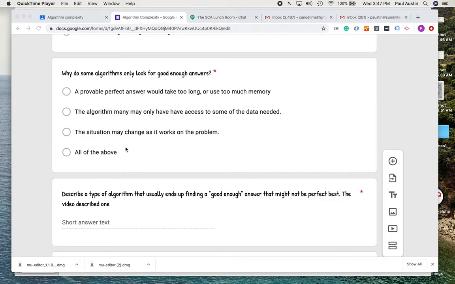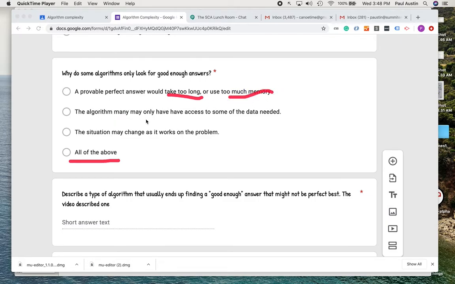Why do some algorithms only look for good enough answers? Look at this clue here. Gave you these, all of the above is a possibility. So a provable perfect answer would take too long. That's common. Some problems can literally take billions of years or longer. So that's not going to work. Or to use too much memory. So that's definitely the case.